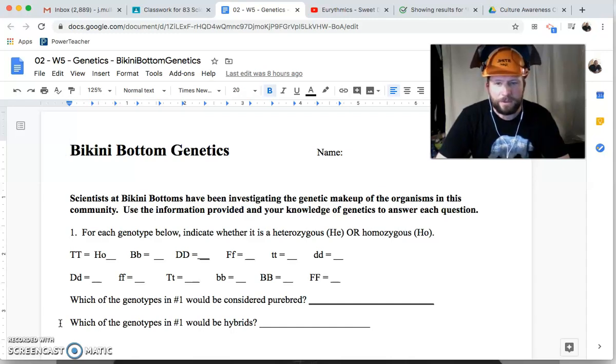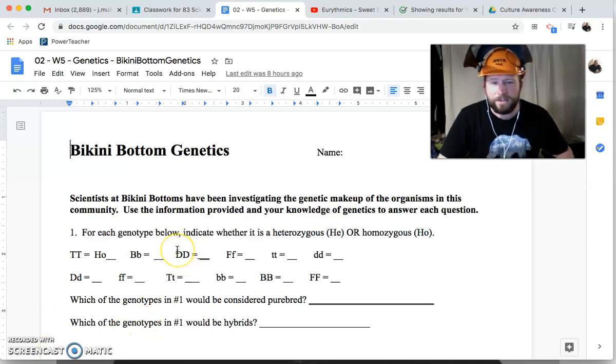But this is referred to as Bikini Bottom Genetics, which is obviously a reference to SpongeBob SquarePants and the world to which he lived. I've been using these for a bunch of years, and they're great. They're nice, good stories, good problems to figure out, and it's relatively straightforward and easy review. So, I want to make sure everyone understands what you're being asked to do.